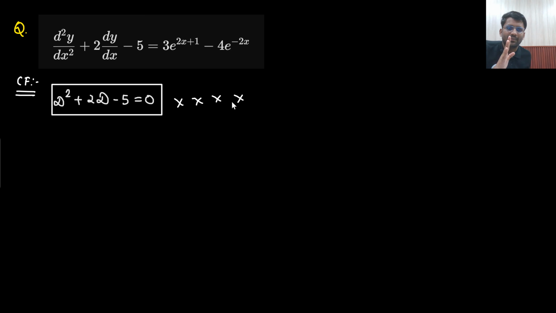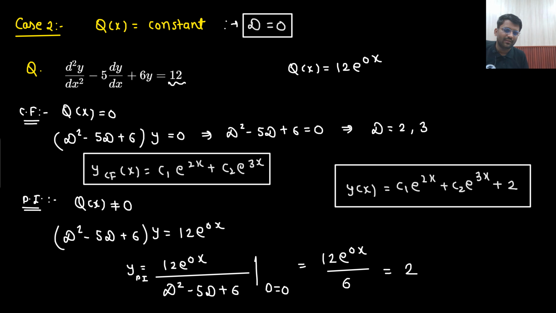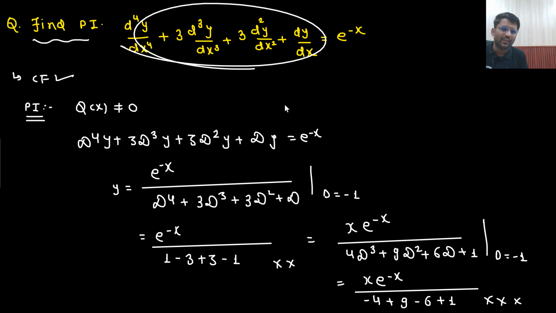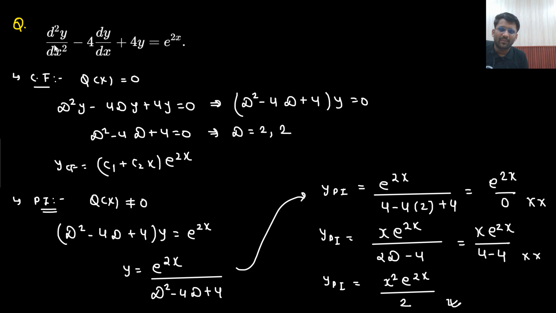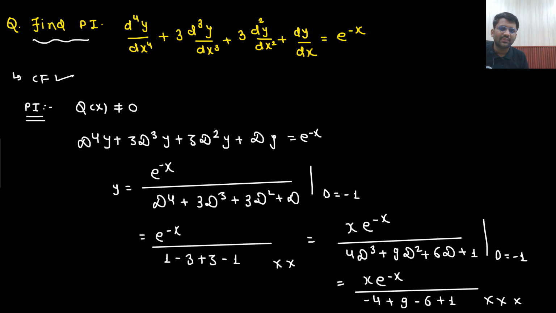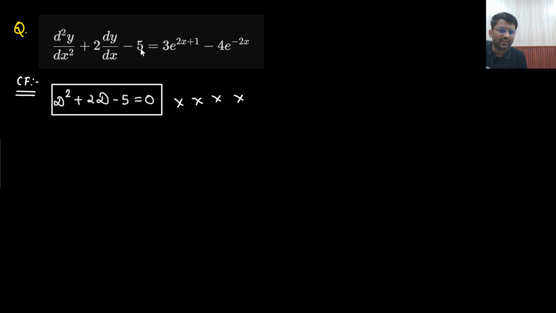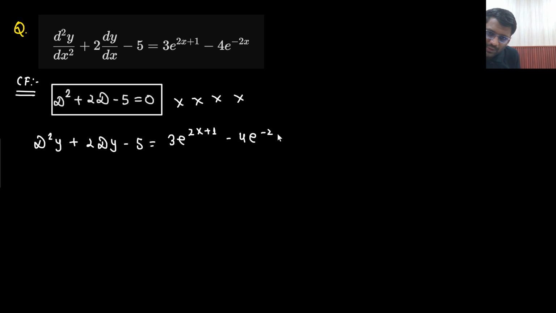All the examples that you have seen previously, in all those examples, in the left hand side, you will see there is function of y only. d2y by dx2, dy by dx, y. Like everywhere function of y. Completely function of y. This is constant. This is just given to confuse you. This constant should be going in the right hand side, no? Like if I write down, this would be written as d square y plus 2 dy equals 3 e to the power 2x plus 1 minus 4 e to the power minus 2x.